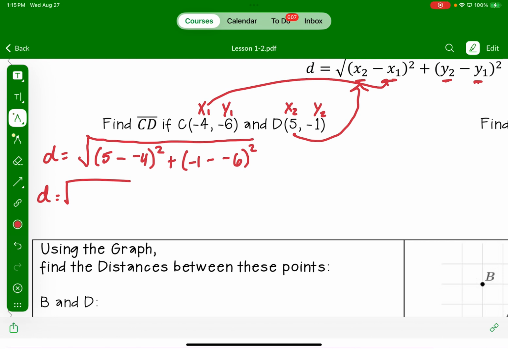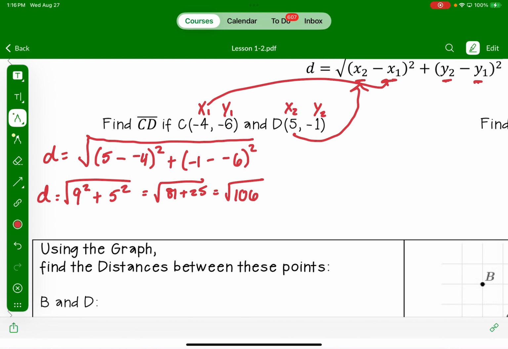All we're going to do, and again, be careful, 5 minus negative 4 equals 9. So this is 9 squared plus, good, negative 1 minus negative 6 is 5. So we have 9 squared plus 5 squared. Is that much more simplified? Yes. And now we keep simplifying. 9 squared, 9 times 9, is 81. 5 squared, 5 times 5, is 25. And then we add them together, and get 106.